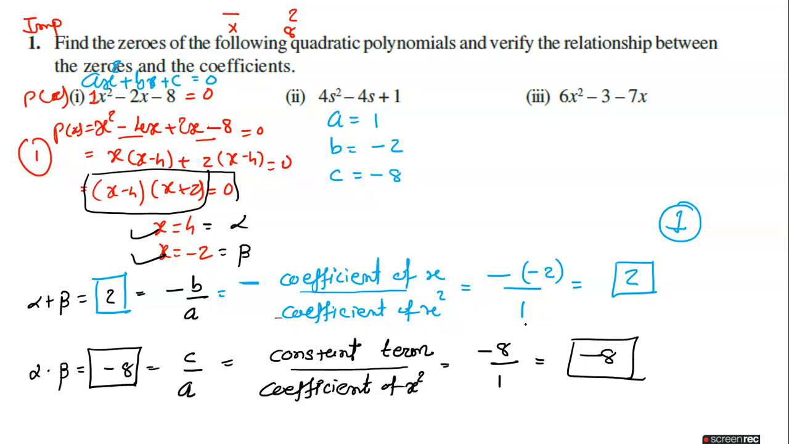Now the question can be twisted. They can ask you: sum of zeros, means alpha plus beta, is equal to 2, alpha into beta is equal to minus 8. See, an intelligent question I'm going to ask you. Listen carefully. You have to answer. Alpha plus beta is equal to 2, alpha into beta is equal to minus 8. Find the particular value of each, means find alpha and beta separately. How will you find?